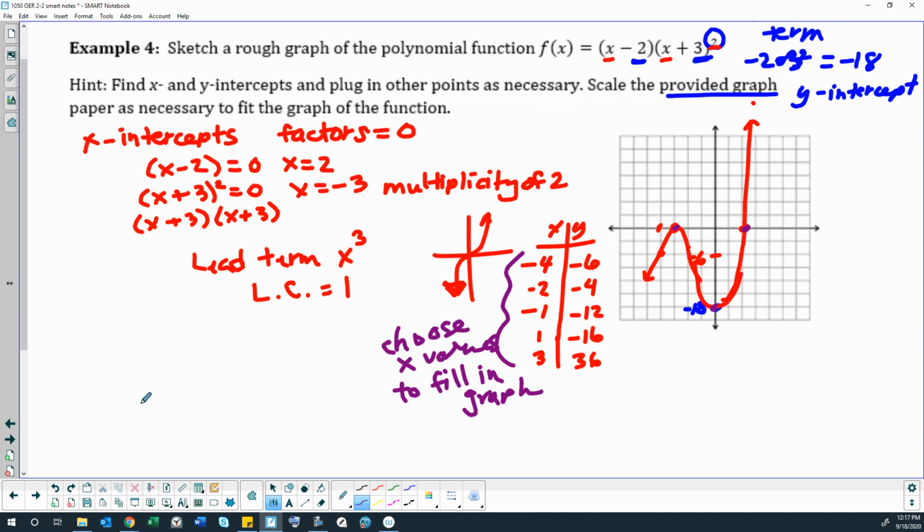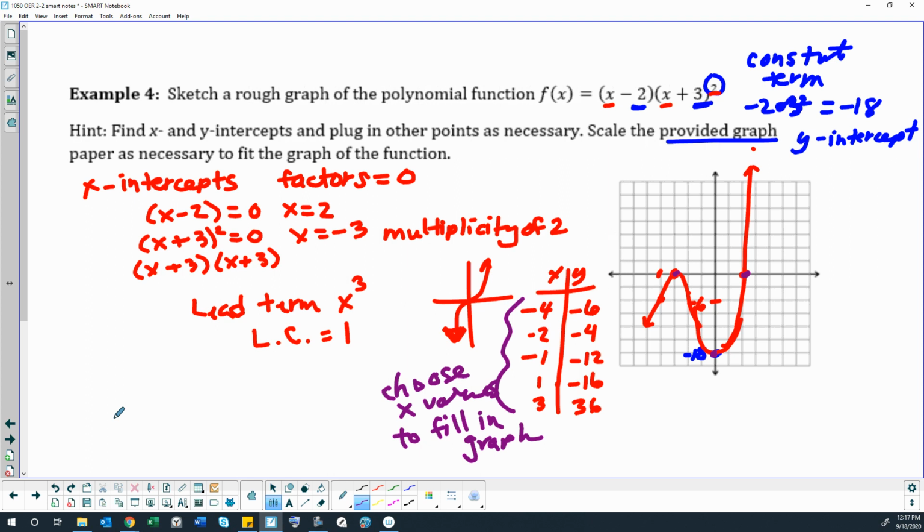All right, let's see what our next example looks like. Oh, that's just talking about multiplicity. Okay, we'll do that one after.